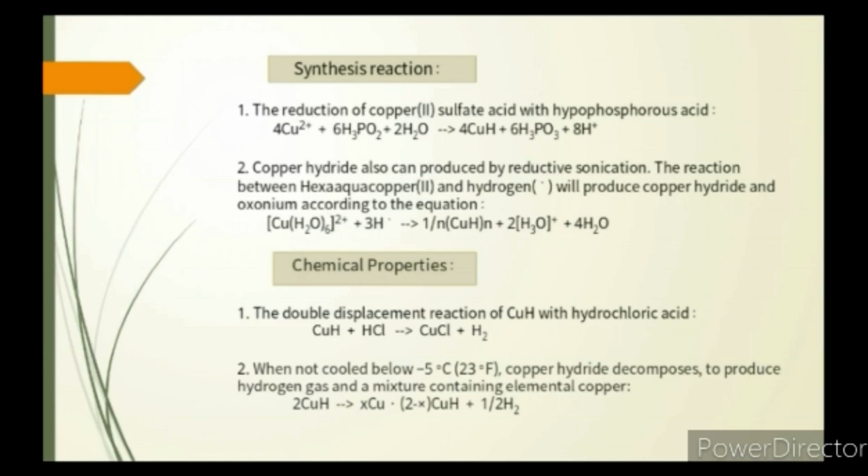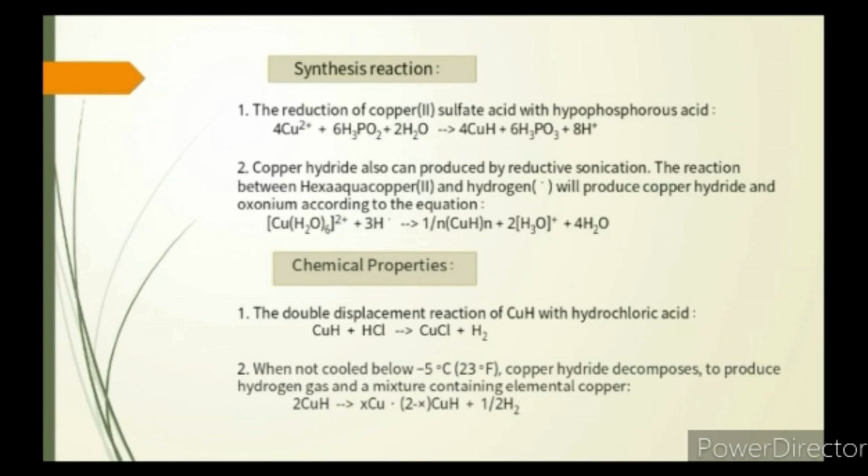Copper hydride is also produced by reductive sonication. In this process, hexaaquacopper 2 will react with hydrogen produced in situ from homolytic sonication of water to produce copper hydride and oxonium according to this equation. Copper hydride generally behaves as a source of hydride anion.